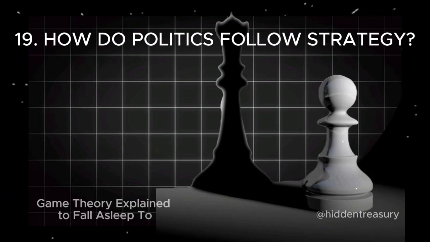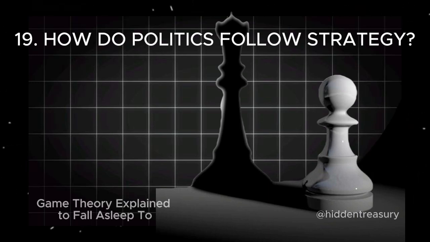Take international diplomacy. Countries rarely act in isolation. A decision to impose sanctions, sign a treaty, or offer aid isn't just about self-interest, it's also about anticipating how others will react. If one country tightens trade, the other may retaliate. If it sends aid, it might be trying to build soft power. These choices are part of a strategic sequence where each side tries to stay one step ahead.